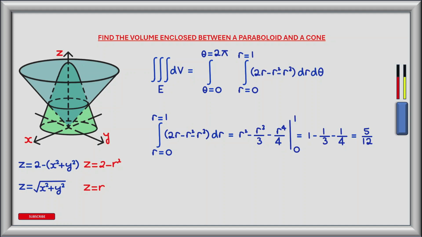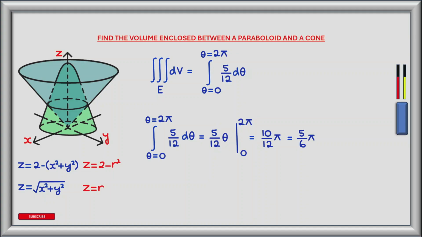And for the middle integral, we're integrating from r equals 0 to r equals 1, 2r minus r squared minus r cubed, dr. And using the power rule, this integral evaluates to r squared minus r cubed divided by 3 minus r to the power of 4 divided by 4. And plugging in the limits of integration, we have 1 minus 1/3 minus 1/4 minus the lower limit, which is 0, and this equates to 5/12.